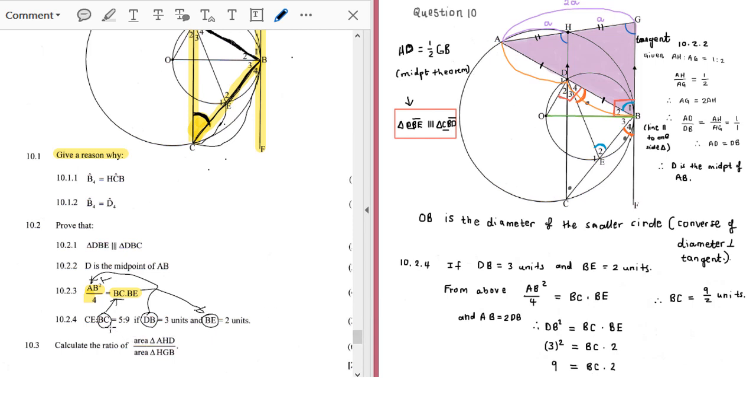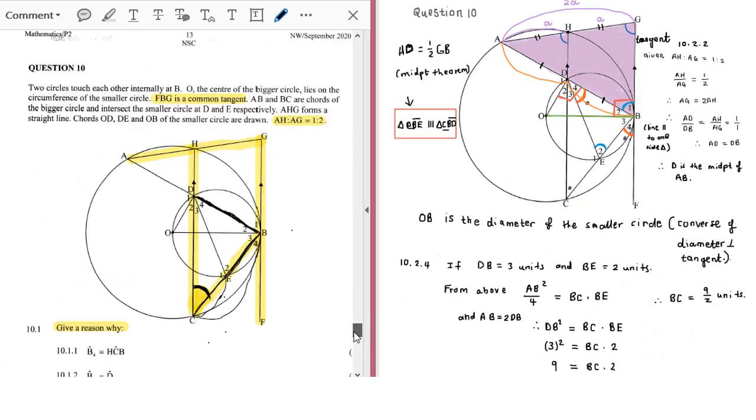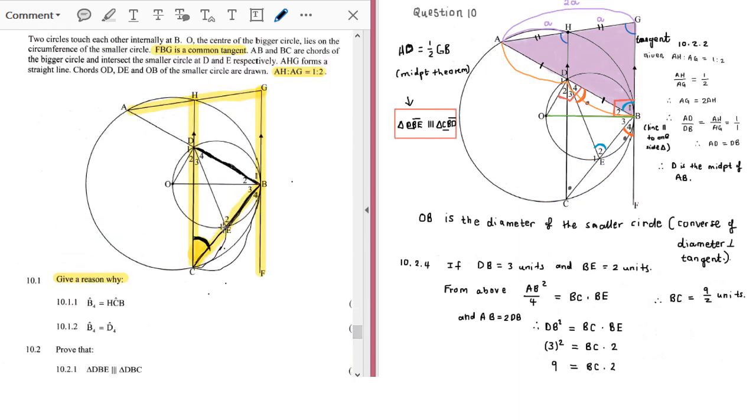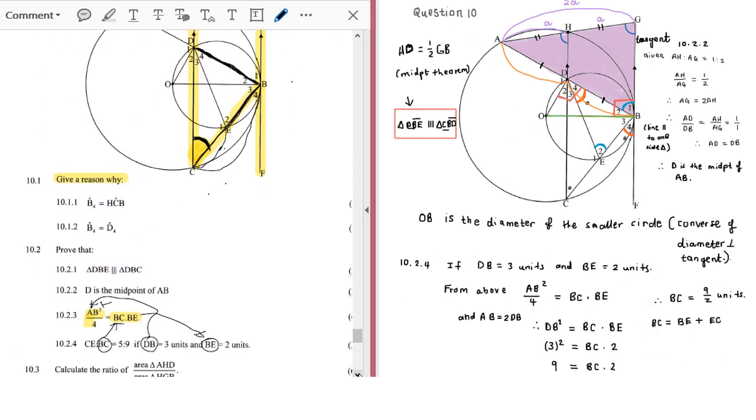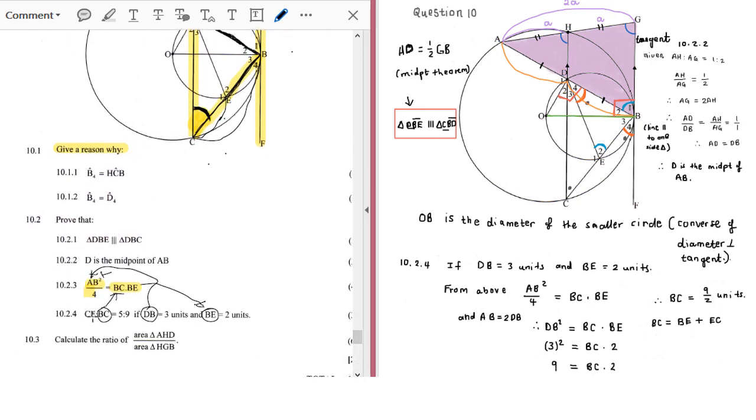Right, so looking at this ratio, we now have the length BC. We just need to find out what is the length CE. Going back to the diagram, notice that CE is a portion of the length BC. So we can write the equation BC equals BE plus EC. Don't let this confuse you. EC is exactly the same length as CE, it's just a different order.